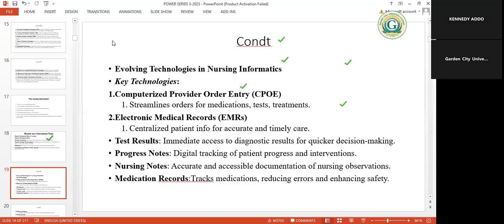We can have test results. We can have progress notes. We can have nurses' notes. They are all digital platforms that are part of electronic health records, medication records.